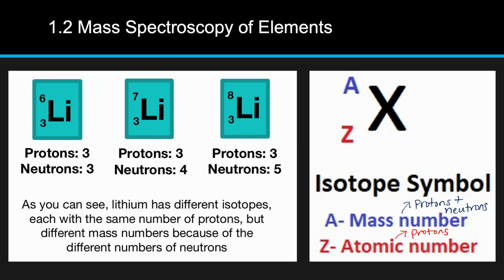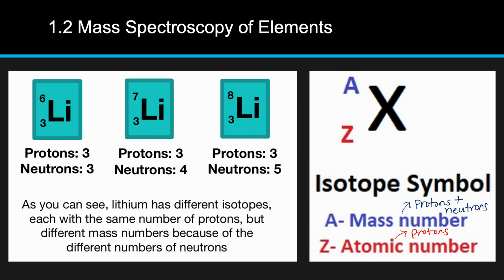And remember that the number of protons is literally the identity of the element. So if you change the number of protons, then you are changing the element completely. So looking at the lithium example to the left, we have three naturally occurring isotopes of lithium. We have lithium-6, lithium-7, and lithium-8. Notice that the atomic number, the number of protons, is the same for lithium because if it didn't have 3 protons, it's no longer lithium.